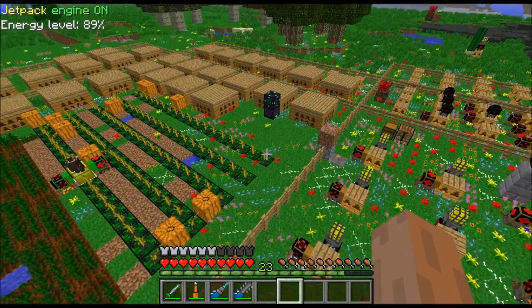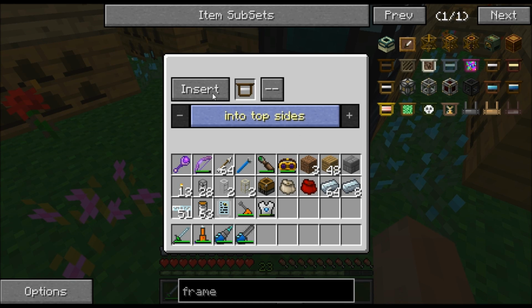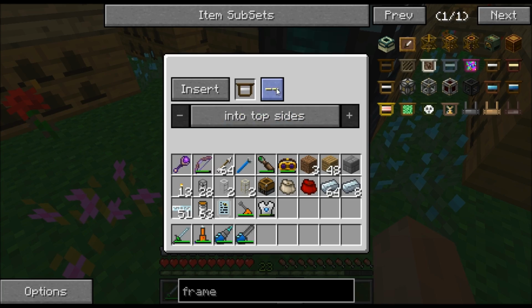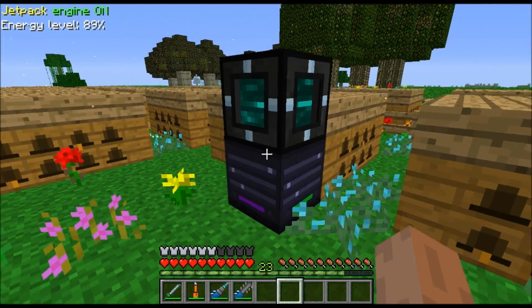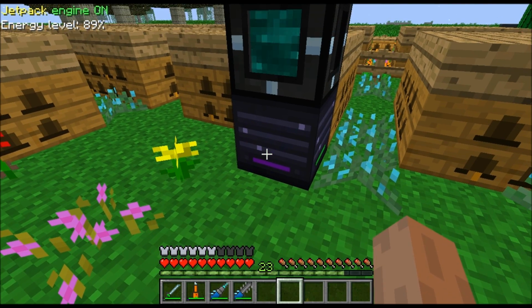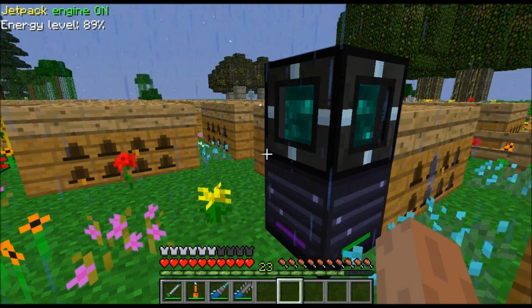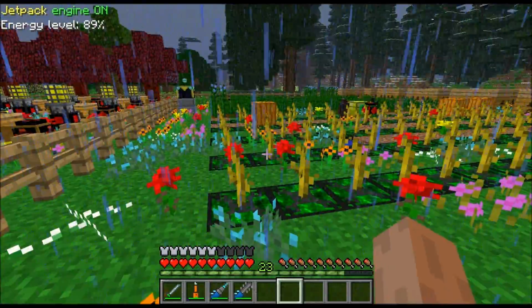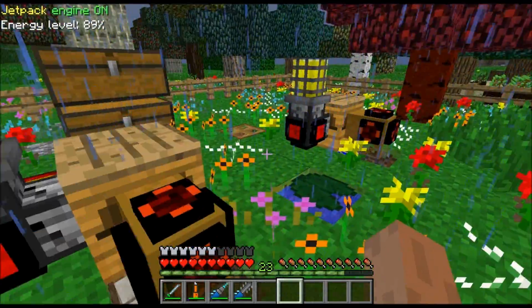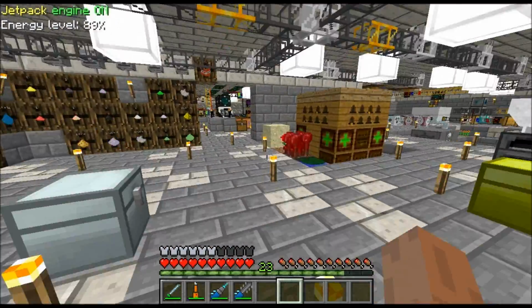So if we go over here, here's my router, and what it does is it inserts into the top sides of tile extra B alveoli. So all of these alveoles are actually touching each other with a cobblestone furnace down below, and then this guy pumps the frames into it, and so this one router distributes frames through all of my alveoles. And so yeah, I have to renew all of the frames in all the alveoles every 240 seconds, which is a little crazy.